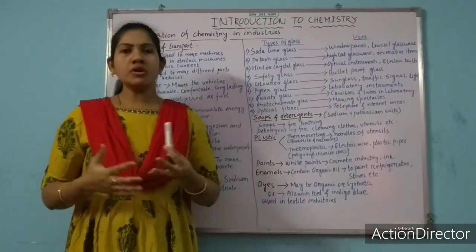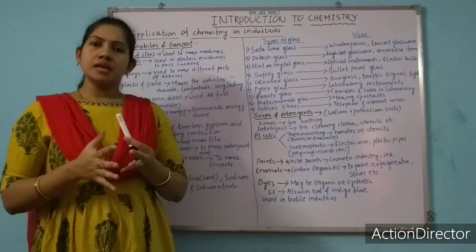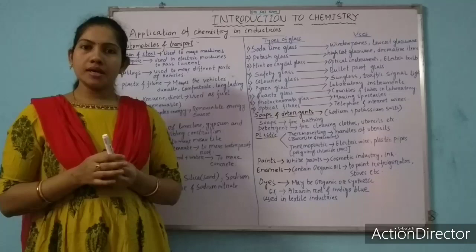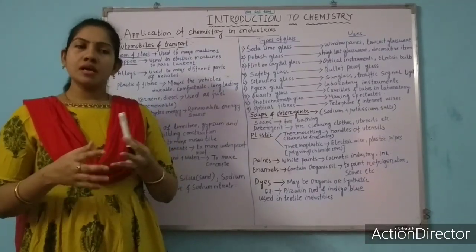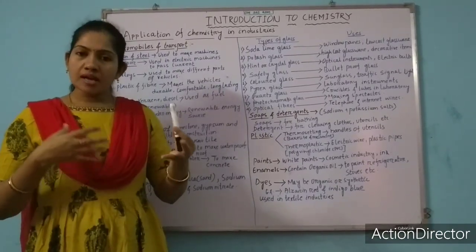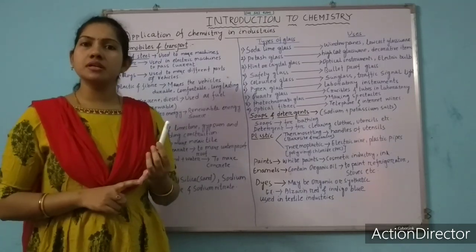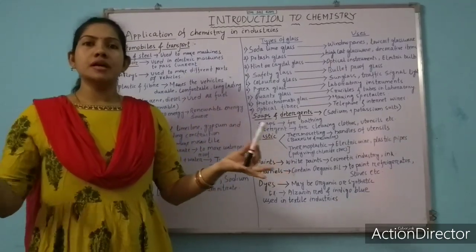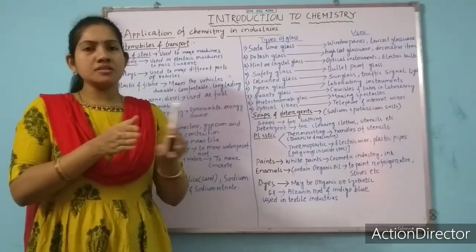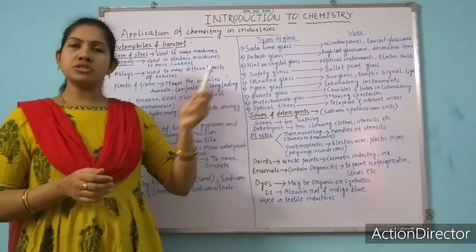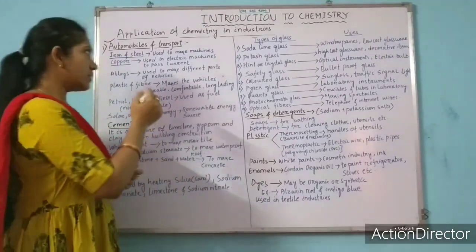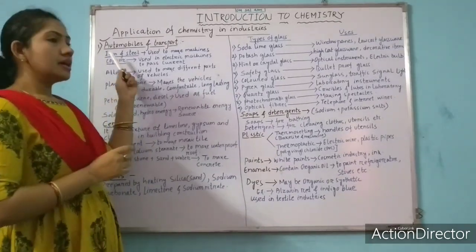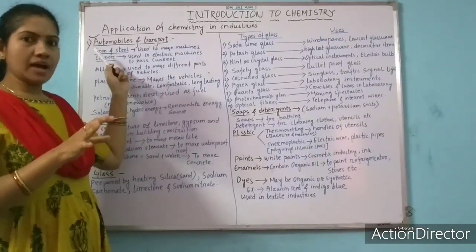If we talk about automobile and transport, nowadays the use of automobile and transport is in a very wide range. That's why industries are producing a large amount of different machinery and instruments in large quantity. That's why chemistry is playing a major role in transportation and automobile. First we can see iron and steel.